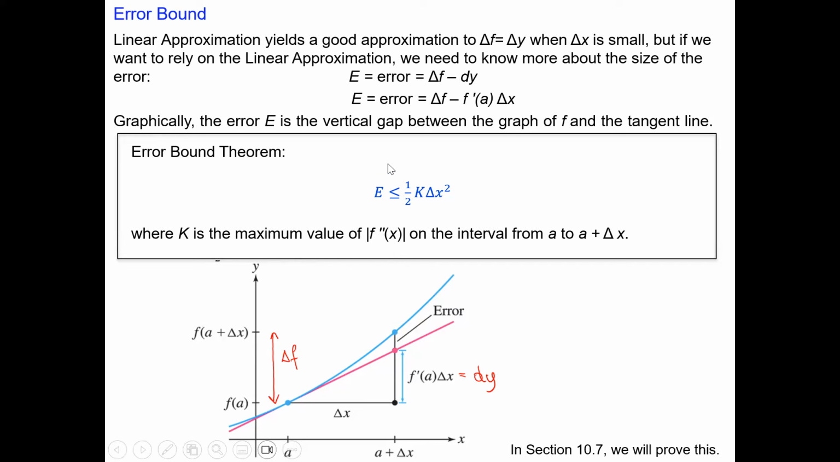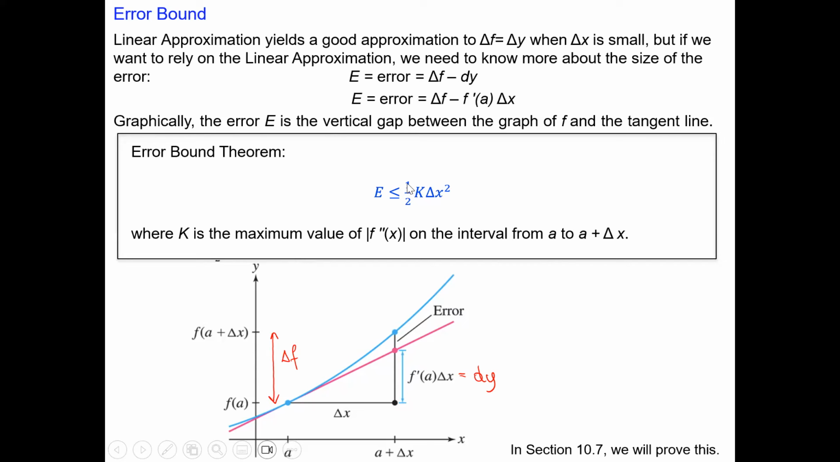That difference is the error, and it's this small vertical gap. And we do have an error bound theorem, how we can evaluate the size of this error, not having the actual value, because if we had the actual value, we could simply subtract the red line segment minus the blue line segment, and we would get this vertical gap. But we're not doing this. We do have a theorem which will be proved later, probably in calculus 2 in section 10.7. But let's see how we can estimate the size of the error.